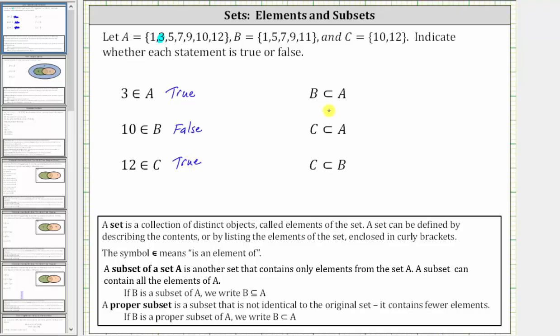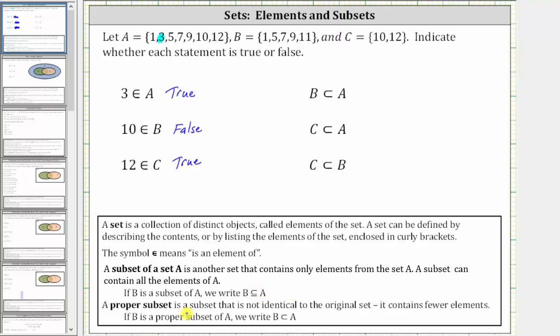And now let's define a subset as well as a proper subset. A subset of A is another set that contains only elements from set A. A subset can contain all elements of A. So if B is a subset of A, then all of the elements of B are in set A, and they could actually be identical sets, and we write this notation here, which reads B is a subset of A. To help us remember this notation, we can think of this as the less than or equal to inequality symbol.